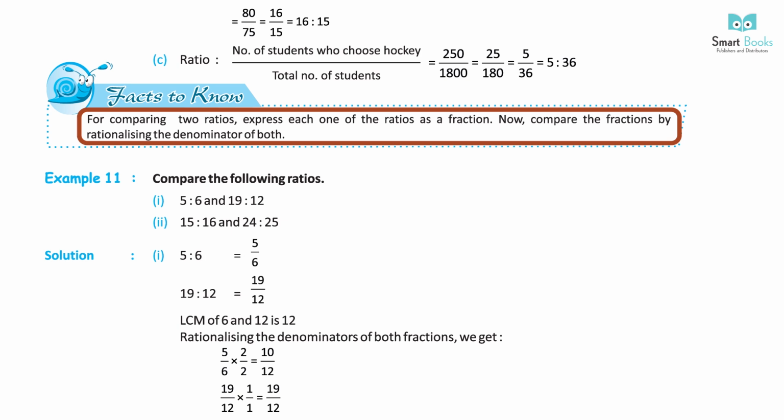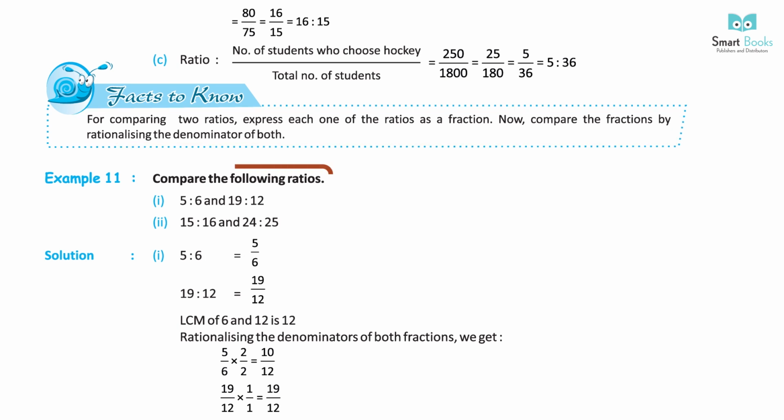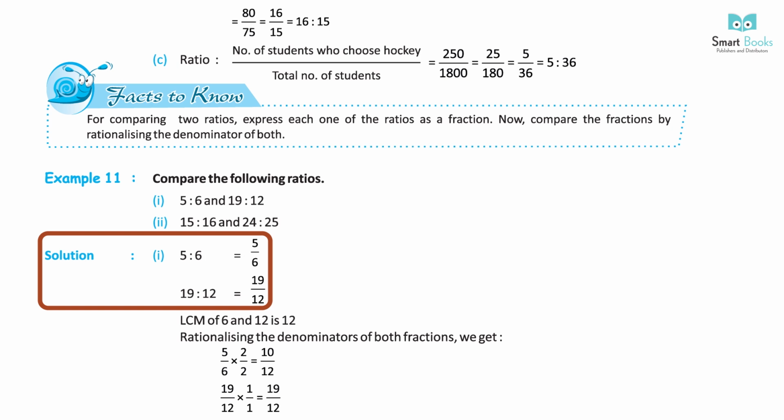Facts to know. For comparing two ratios, express each one of the ratios as a fraction. Now, compare the fractions by rationalizing the denominators of both. Example 11. Compare the following ratios. 1. 5:6 and 19:12. 2. 15:16 and 24:25. Solution. First, 5:6 equals 5 upon 6.